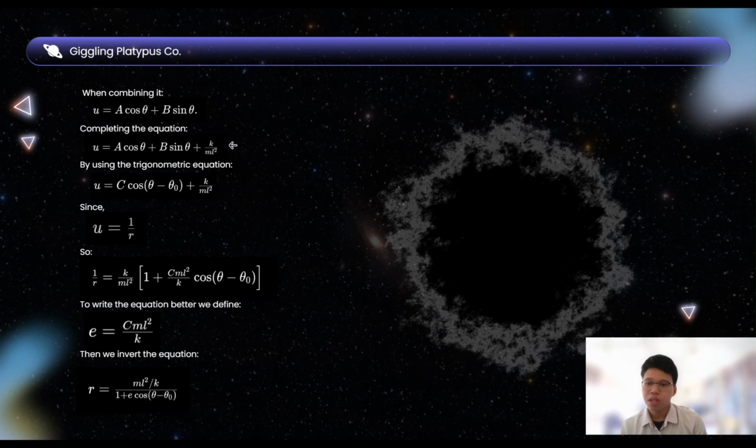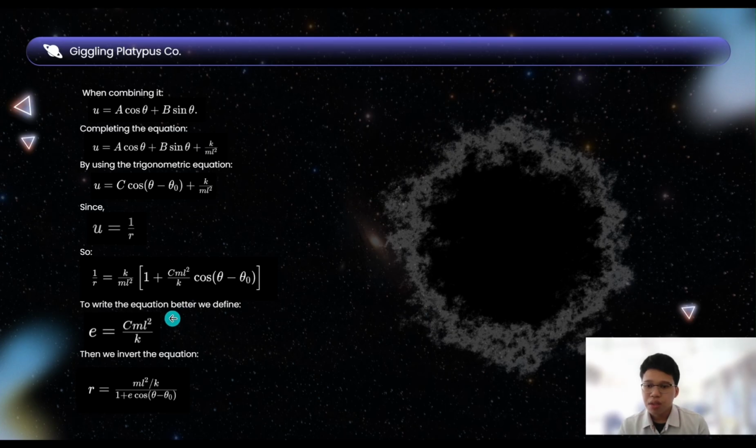Now, for the A cos theta plus B sin theta, we can use the trigonometry identities, which will get C cos in bracket theta minus theta naught, close brackets. So we will get u equal to C cos in bracket theta minus theta naught, close bracket, plus K over ml square. We need to remember that u is equal to 1 over r, so we can substitute it back into the equation.